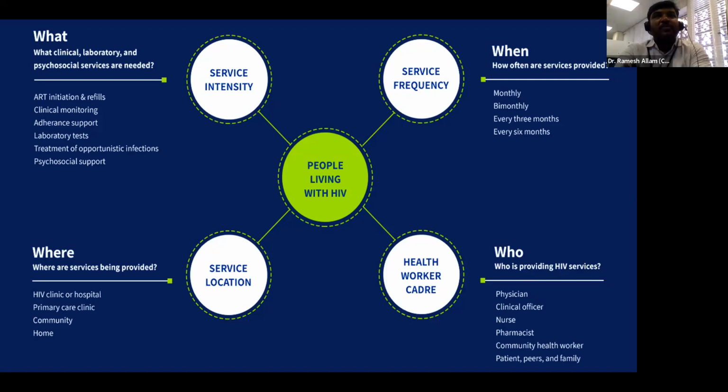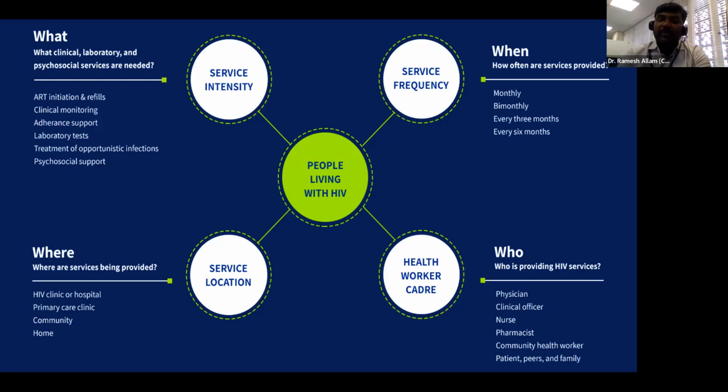So in planning these differentiated models of care, we need to answer these 4 questions very stringently and just look at the center of it: we are going to give a benefit to the patient living with HIV, and center decongestion is not the primary criteria.